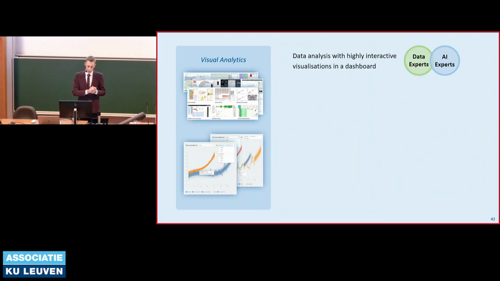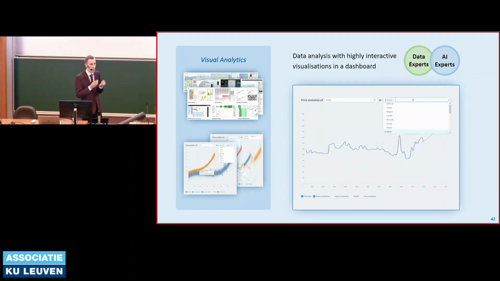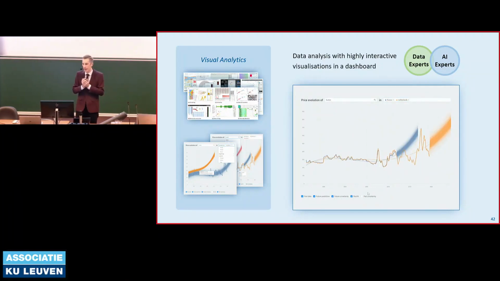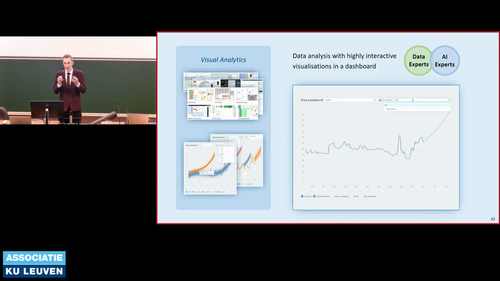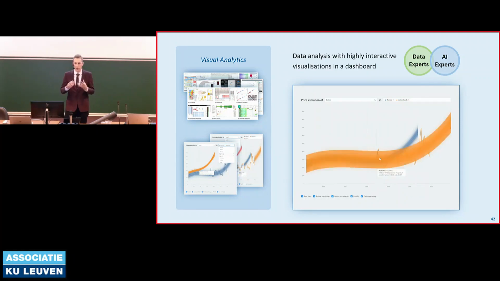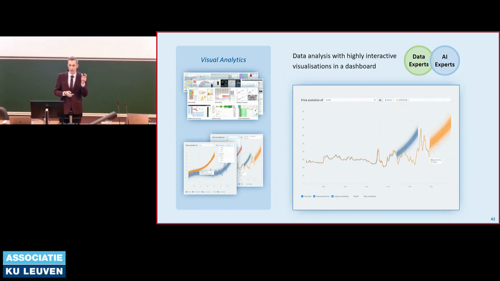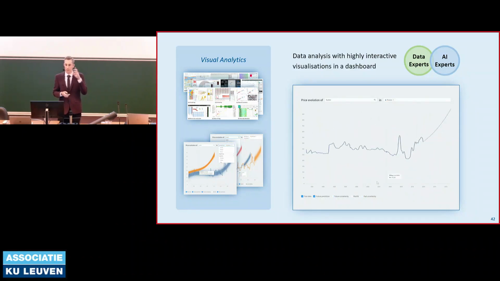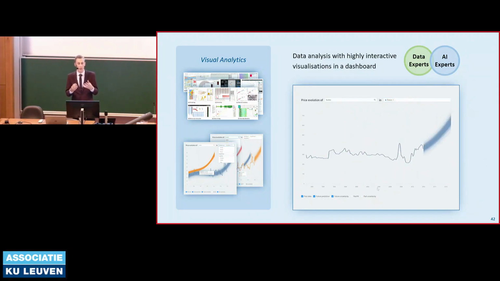What we learned before is that we need to specify what someone needs. I mean, there's different groups. There's data experts, AI experts. They need very elaborate tools. And one of those tools could be visual analytics. In the word, you just hear visualize something, analyze something visually, right? So visual analytics means data analysis with highly interactive visualizations, typically in a dashboard.